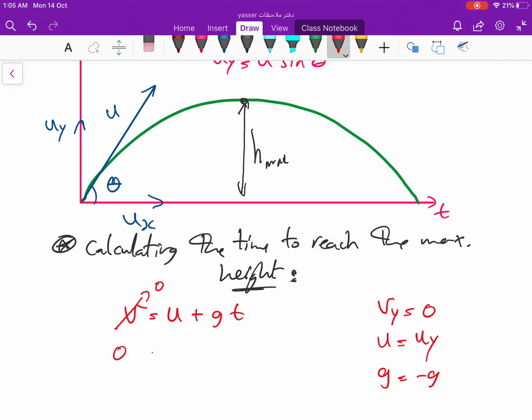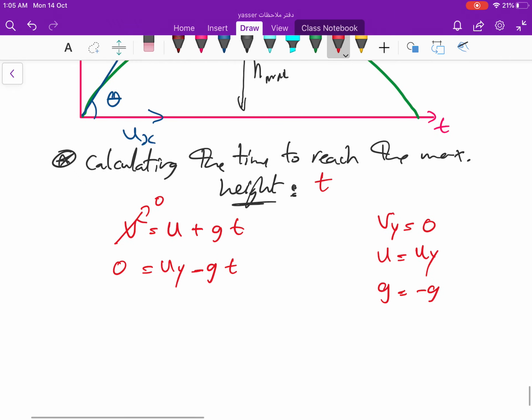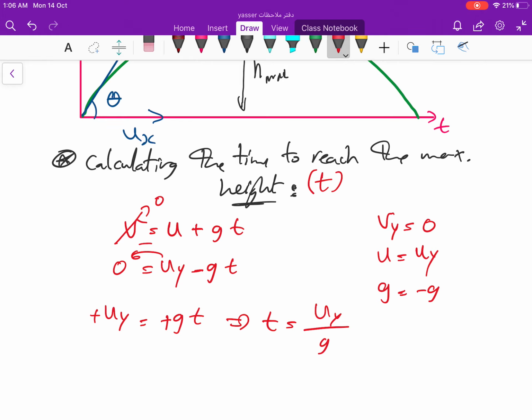So let's substitute. 0 is equal to uy minus g times time. We are working for calculating the time to reach the maximum height, so I'm going to rearrange the equation to make t the subject. I'm going to move uy to the other side and change the sign, so negative uy is equal to negative gt. I'm going to multiply both sides by -1. So t is equal to uy divided by g.